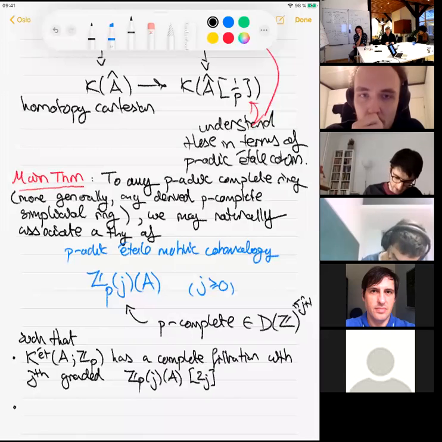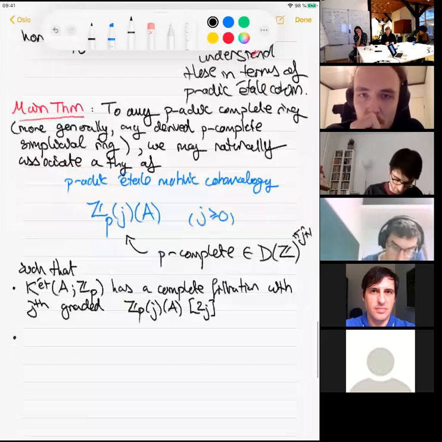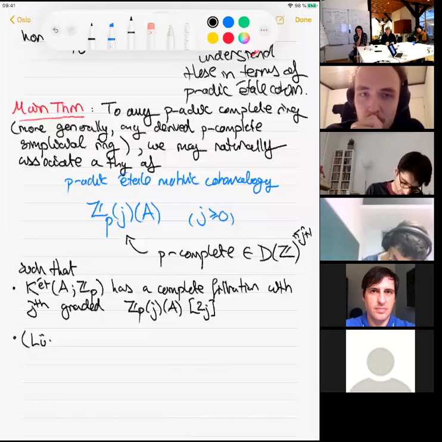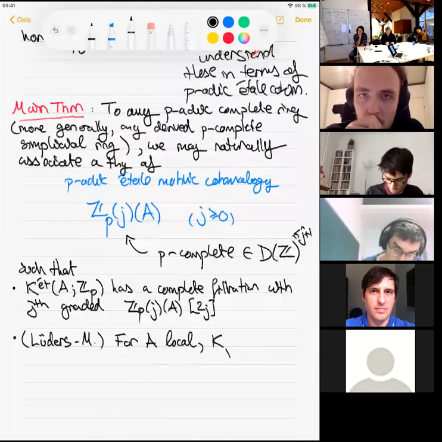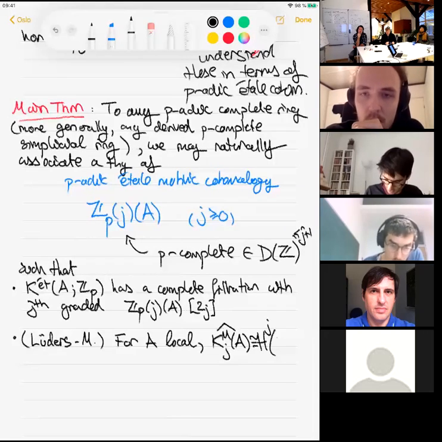Then an analog of this Bloch-Kato isomorphism is going to appear shortly, I hope, in some paper with Morten Lüders, and states that for a local, but still p-complete, A one can identify the p-adically completed K-theory of A with the Milnor range of this invariant.